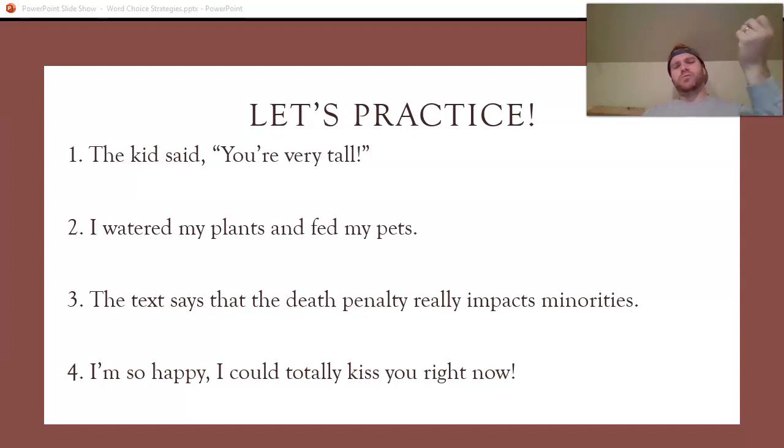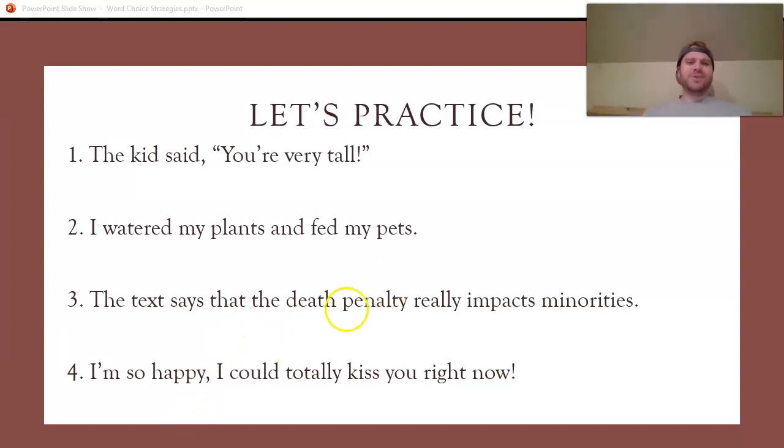Other problem word is really. Impact is a good verb, but really, not a great adverb. The text, or the transcript, says that the death penalty disproportionately impacts minorities. That is a much more professional sounding sentence. That could be a sentence that we could use in, say, a research paper. We'll talk about that later on this semester.